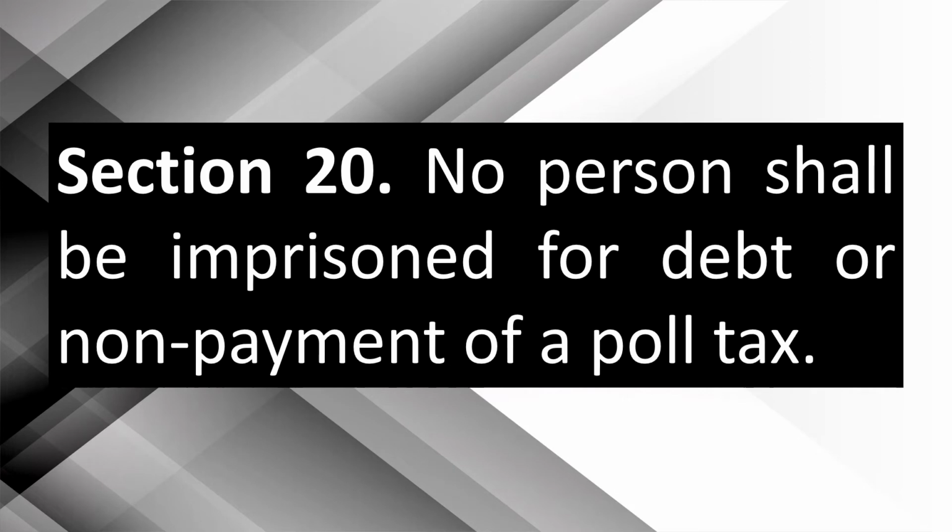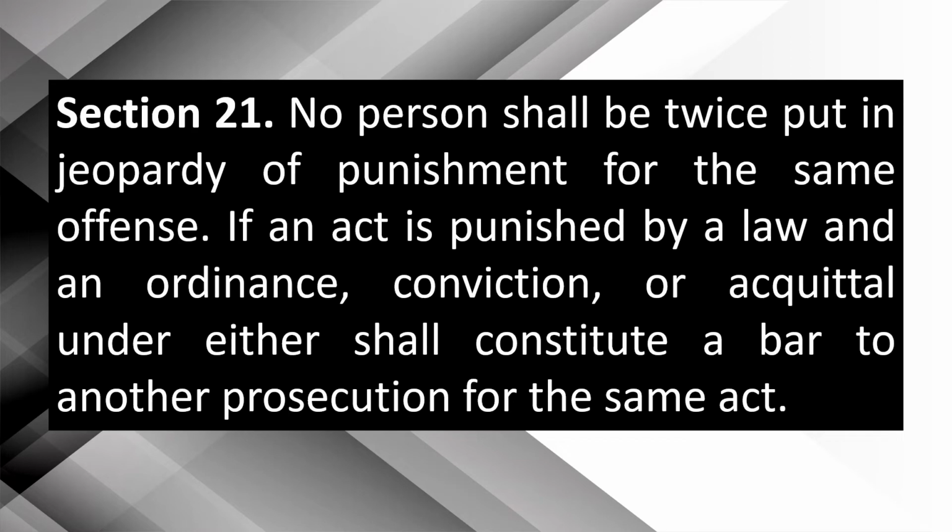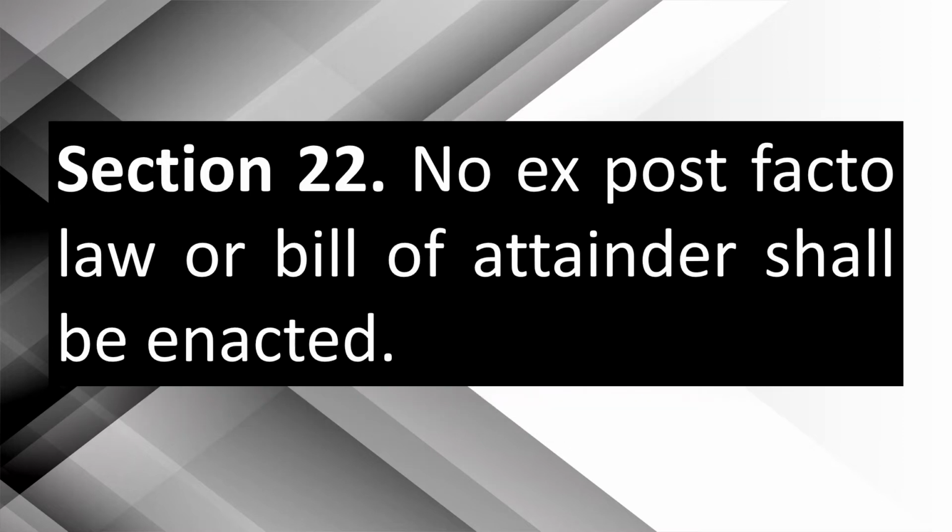Section 20. No person shall be imprisoned for debt or non-payment of a poll tax. Section 21. No person shall be twice put in jeopardy of punishment for the same offense. If an act is punished by a law or an ordinance, conviction or acquittal under either shall constitute a bar to another prosecution for the same act. Section 22. No ex post facto law or bill of attainder shall be enacted.